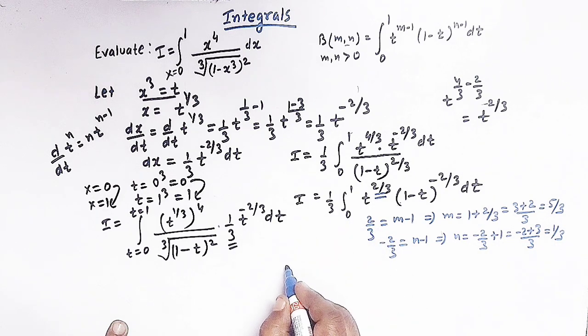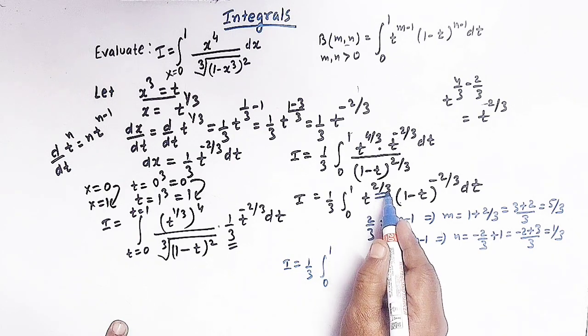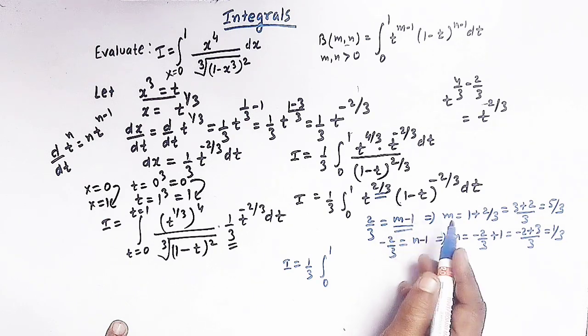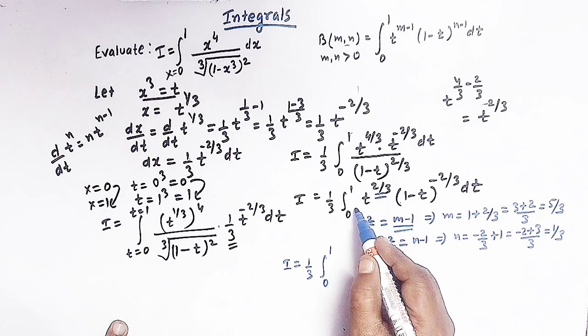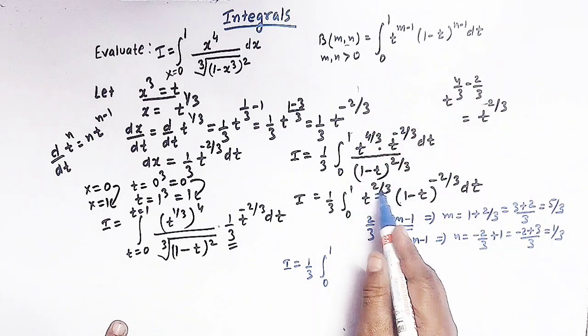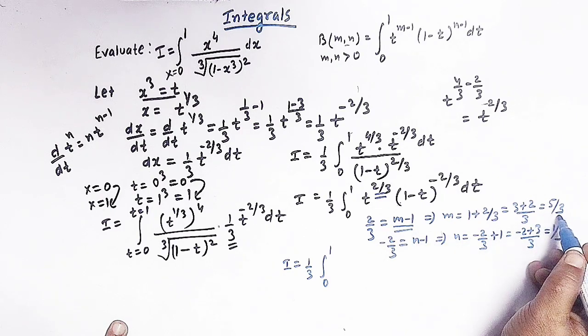So now we can write this integral as 1 over 3, integral from 0 to 1, and t raised to 2 over 3 can be written as m minus 1, right? Because we want to convert this integral into this form. So 2 over 3 is equal to m minus 1, and m is 5 over 3.